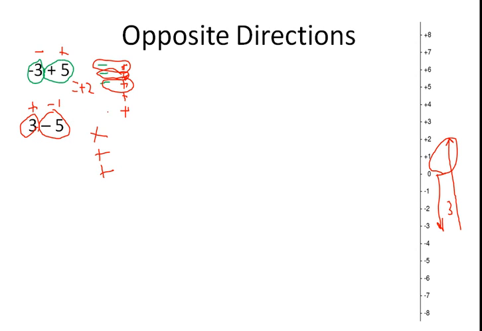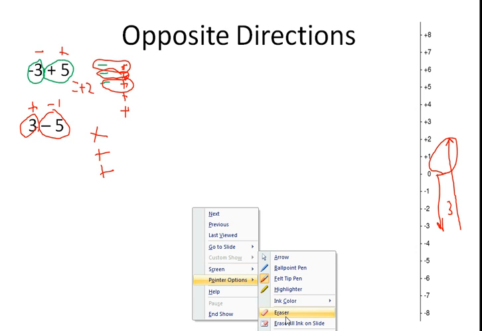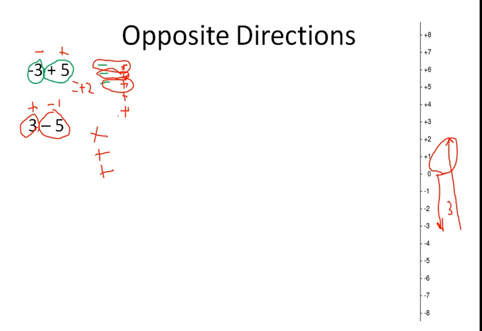And we have 3 positives, and then we have 5 negatives. 1, 2, 3, 4, 5. So there's 5 negatives, 3 positives. So we're going to cancel out 1 set, 2 sets, and 3 sets. We have 2 negatives left over. There's more negatives than there are positives, so the answer has to be negative. And there's 2 more negatives than positives.